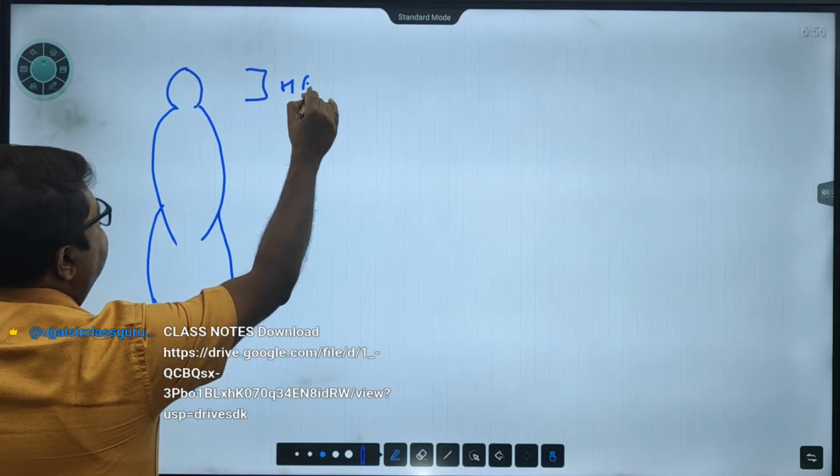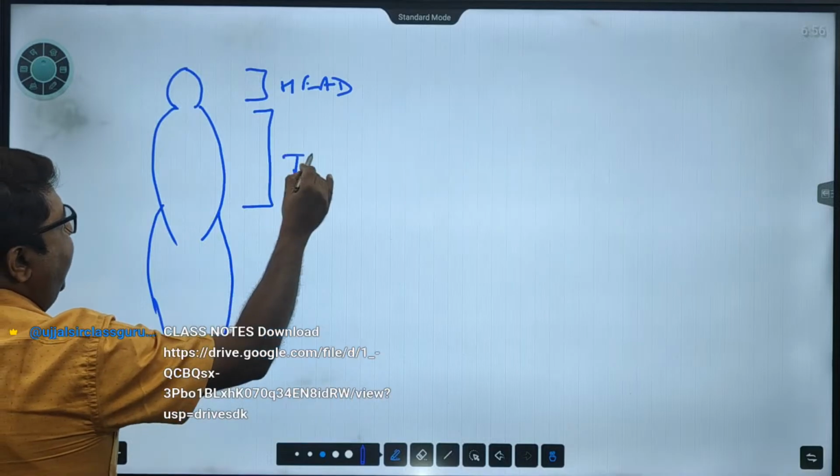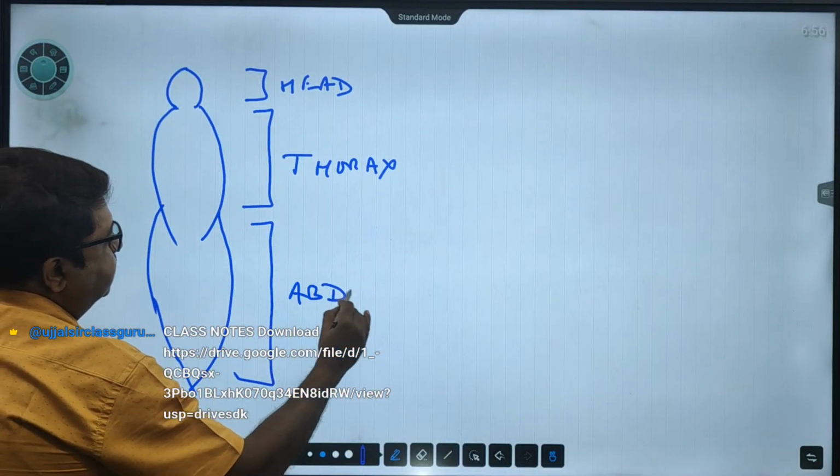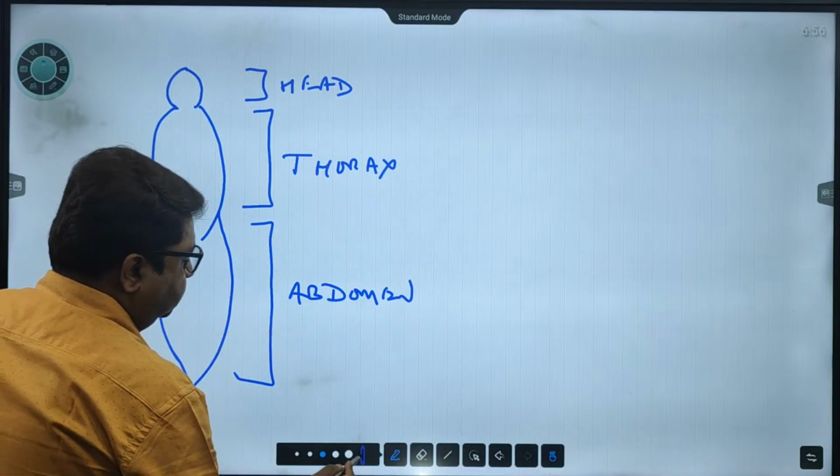The first one is called head. The second one is called thorax. And the last part is called abdomen.